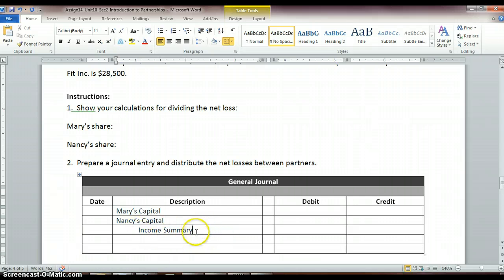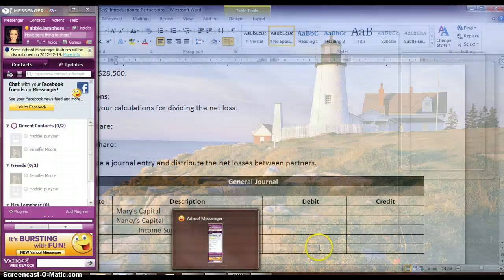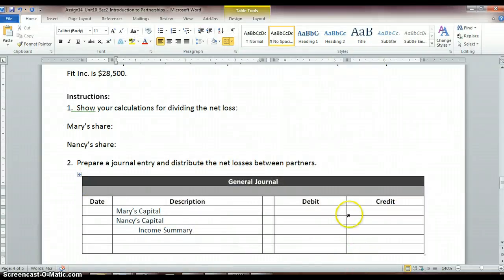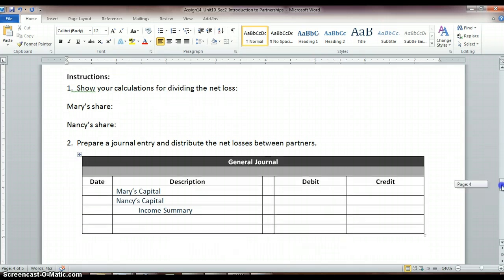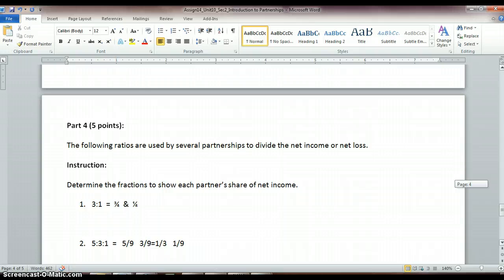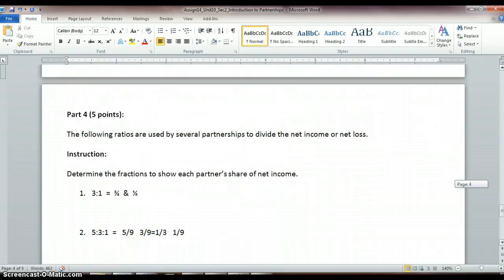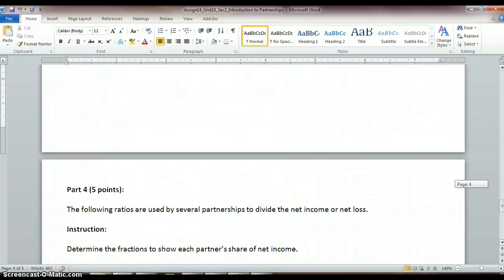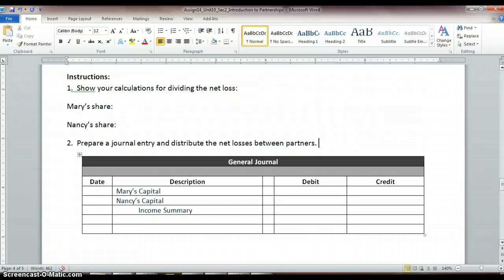I've probably already said too much as I've laid out kind of what your journal should look like, but make sure you get those amounts calculated correctly. Again, show your work, and then journalize it correctly. Remember, our debits should equal our credits, and you should be good to go. So that is part 3, and we already looked at part 4 with calculating those ratios. So that is it for this assignment. If you have any questions, please let me know.